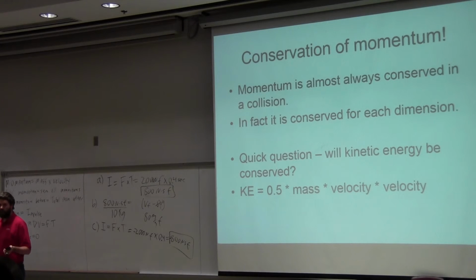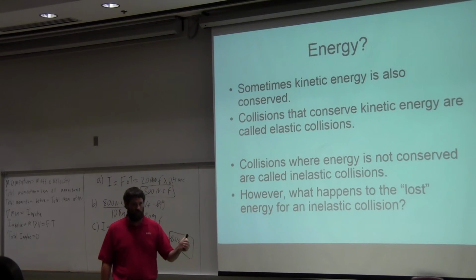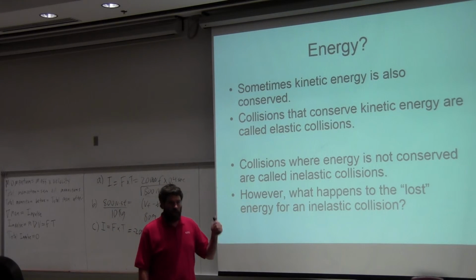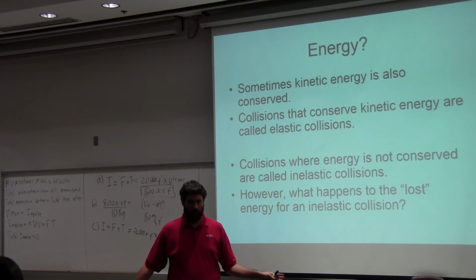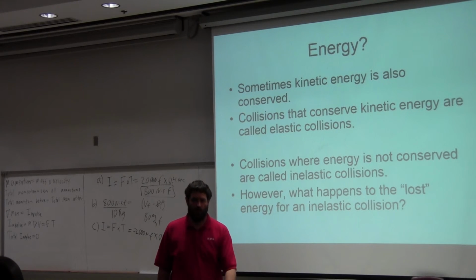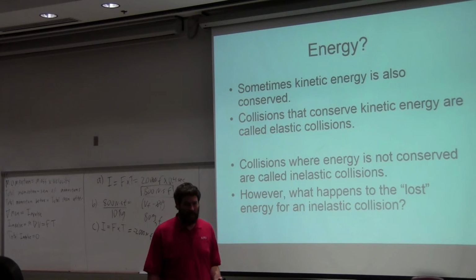There are elastic collisions and inelastic collisions. In collisions where kinetic energy is conserved, we call those elastic collisions. So energy is conserved and momentum is conserved. They're both conserved. It's very difficult to get an elastic collision. Most collisions are inelastic, meaning that energy is transferred. A car collision is almost always going to be inelastic.